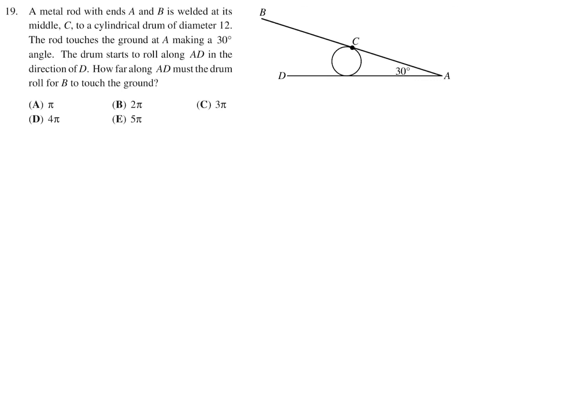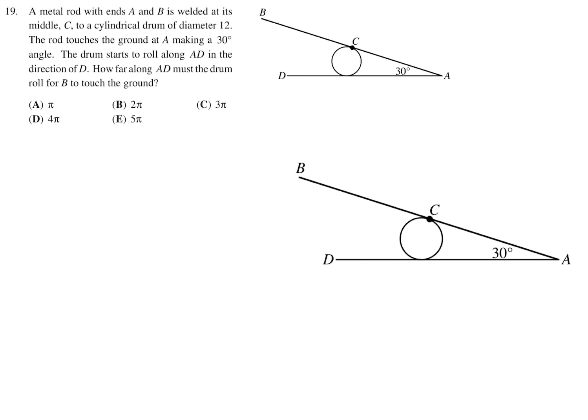The rod touches the ground at A, making an angle of 30 degrees. The drum starts to roll along AD in the direction of D. How far along AD must the drum roll for B to touch the ground? All right, interesting question. So, do we need to draw this a bit bigger? Sure, what the heck.